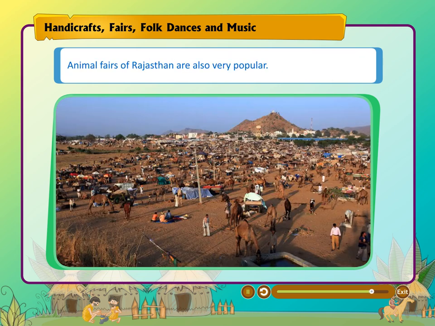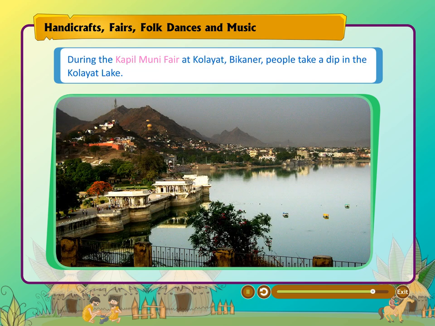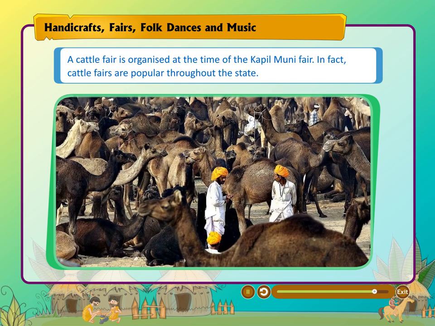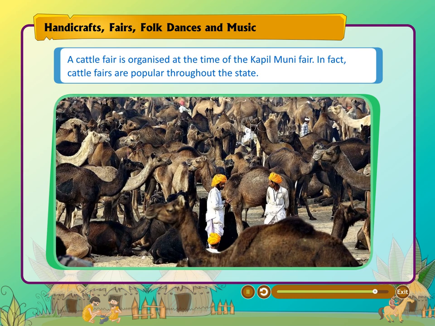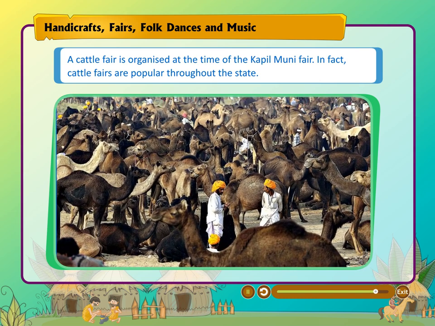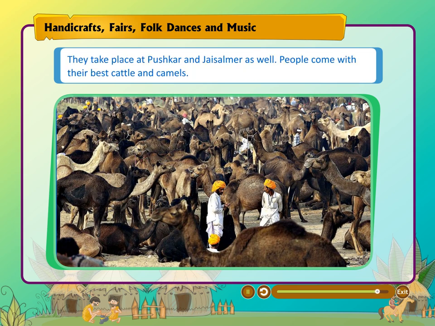Animal fairs of Rajasthan are also very popular. During the Kapil Muni fair at Kolayat, Bikaner, people take a dip in the Kolayat lake. A cattle fair is organized at the time of the Kapil Muni fair. In fact, cattle fairs are popular throughout the state. They take place at Pushkar and Jaisalmer as well.